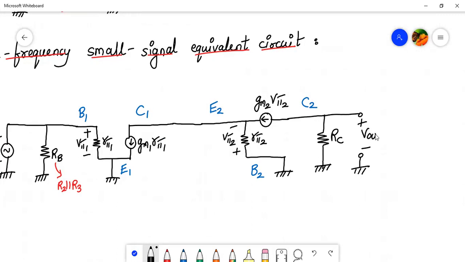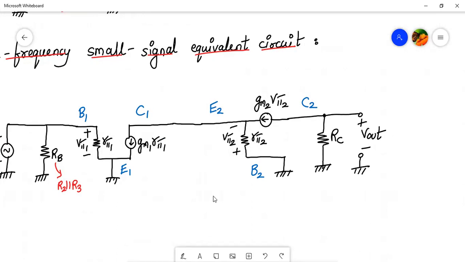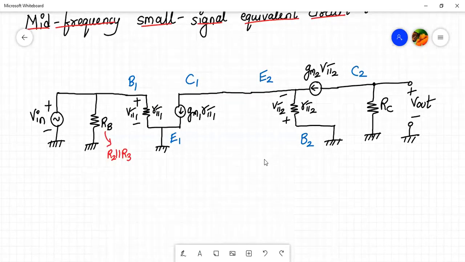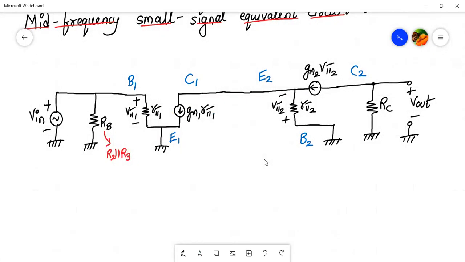So here it is, V out, correct? So our mid frequency small signal AC equivalent circuit is complete now. So now we need to find R in, we need to find R out, and we need to find the voltage gain. So let us start by defining the voltages.